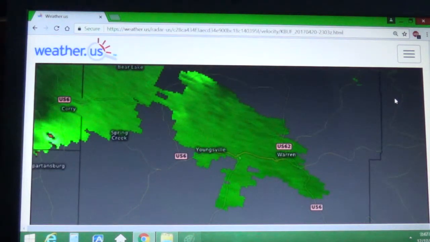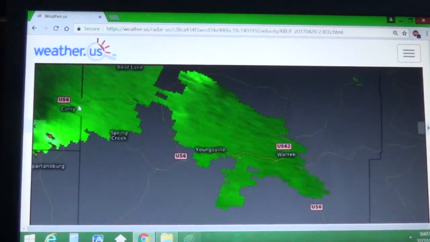The date is April 20th, 2017. Area involved is Northwest Pennsylvania. It's Erie, Warren counties. And there's a supercell, Erie County right here.